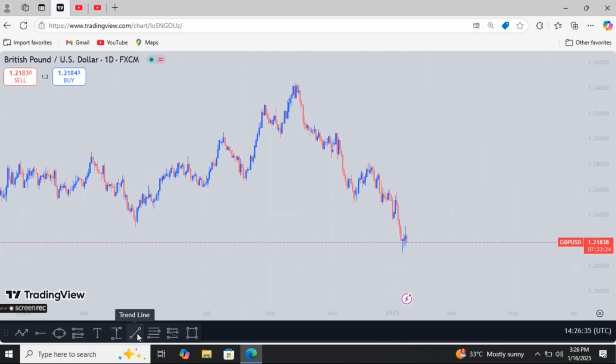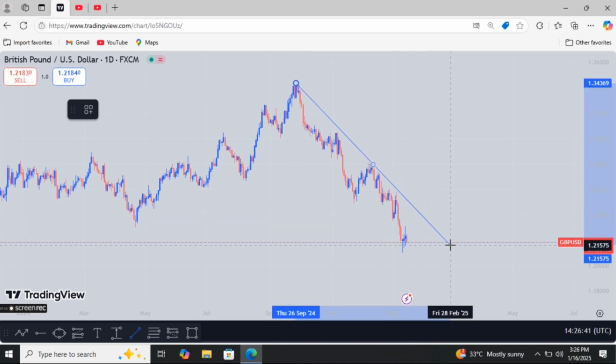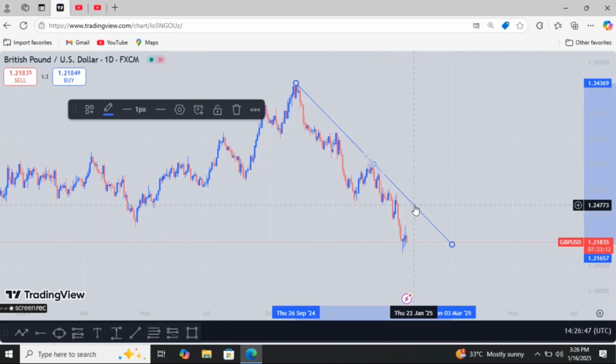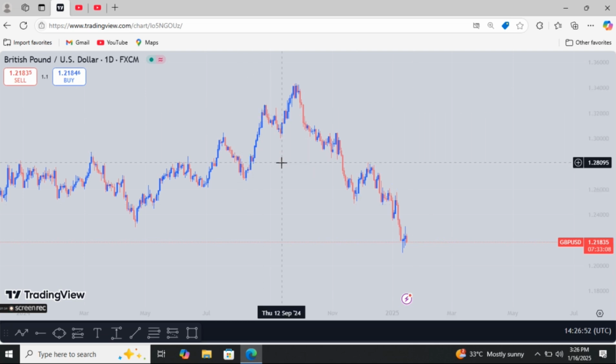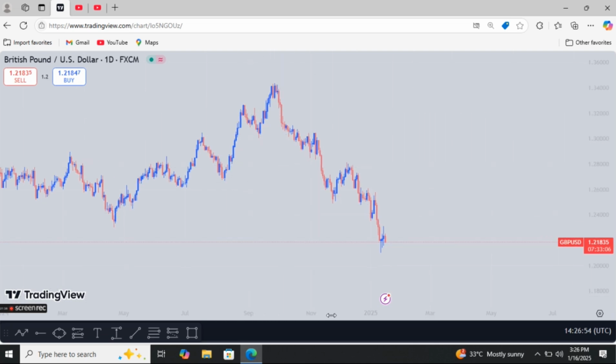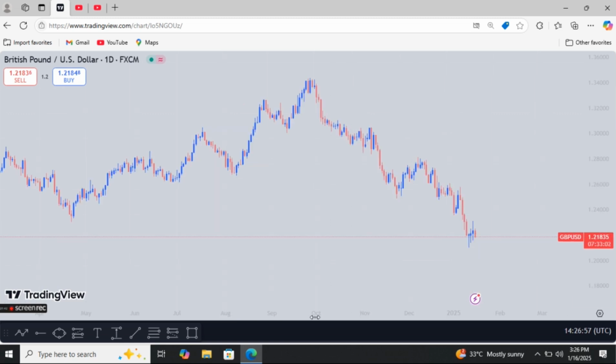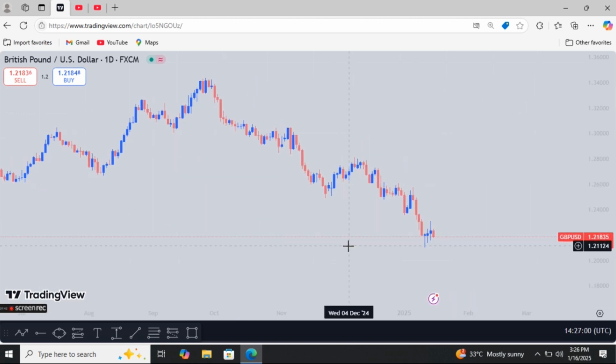For us to identify the trend, I use this trend line. I place it from the top and drag it down. As you can see, the trend line is pointing downwards, which means the market is moving in a downtrend. So we have identified our trend. What do we do next? We identify our market structure. Let me zoom in so that we can see the candlesticks well.